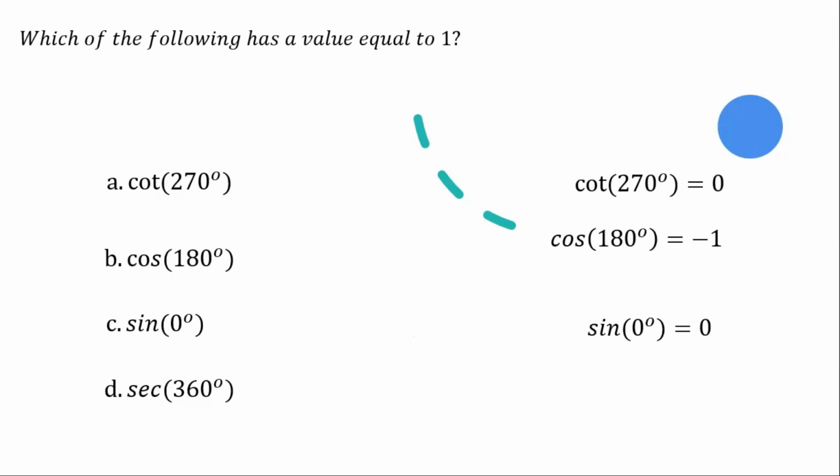Last, secant of 360 degrees. For 360 degrees, consider a point P on the terminal side of the angle. P is (1, 0), x is 1, y is 0, r is 1. Secant is r over x. Therefore, secant of 360 degrees is 1. So which of the following has a value equal to 1? The answer is letter D, secant of 360. That's all. Thank you for listening.